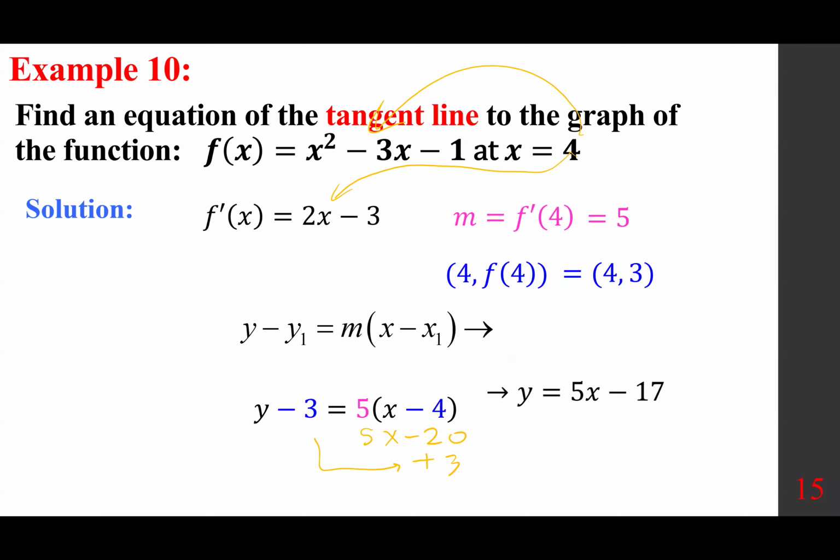And we get y equals 5x minus 70. Bear in mind, the pair belongs to the function, also to the tangent line. Okay, so it should work for both of them.